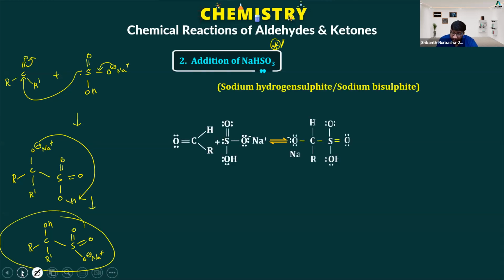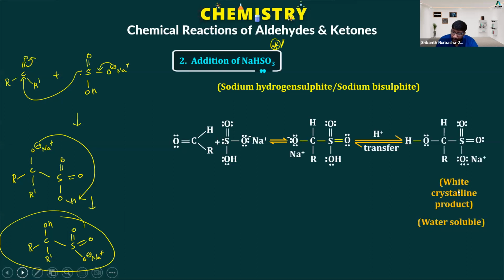Sodium hydrogen sulfite, or sodium bisulfite, will react with a carbonyl compound. Mostly the reaction will be with aldehydes or ketones. Aldehydes can react greatly. First point, understand this, students. Aldehydes can react easily with NaHSO3. Methyl ketones can also react. But if you take heavier ketones, they will not react. Why? Because of steric repulsions.